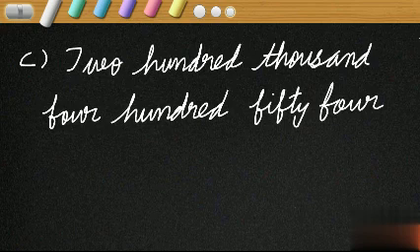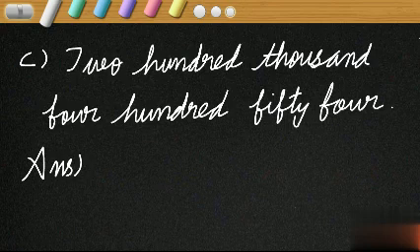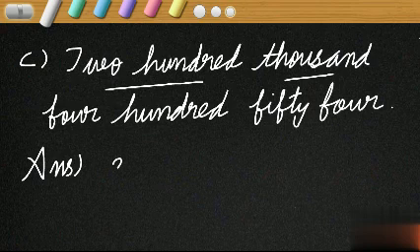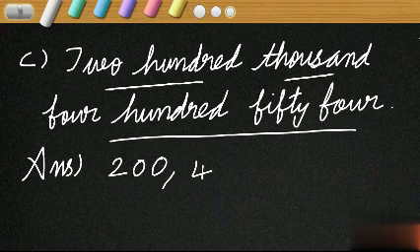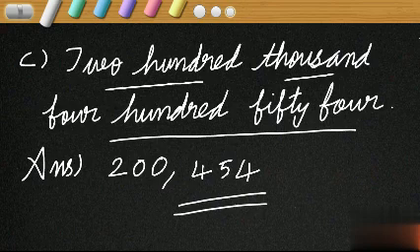Our question is 200,454. So, is there any number in the millions place? Millions period? No. Only the thousands and ones periods are there. In the thousands period, what is the number? 200. In the thousands period, we should have 3 places, and in 200 also we have 3 places. So, no problem, we can write 200,000, then a comma. Then in the ones period, 454. 454 is the answer. This is easy, isn't it?